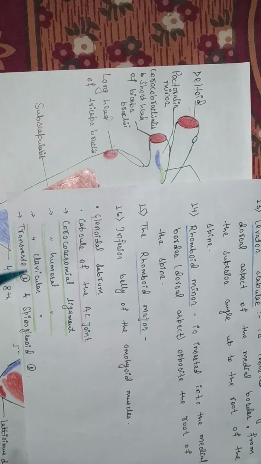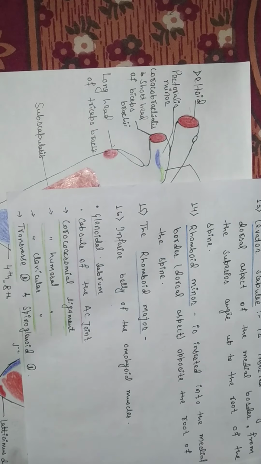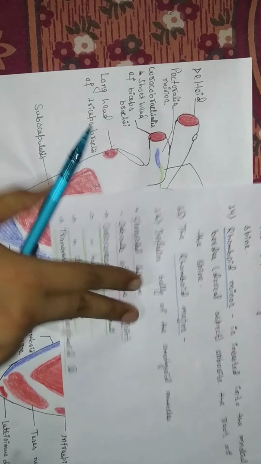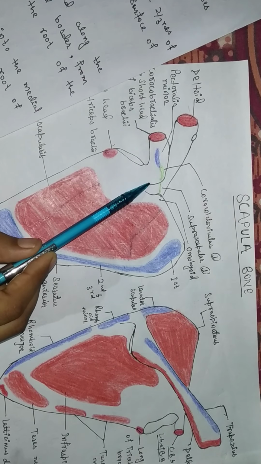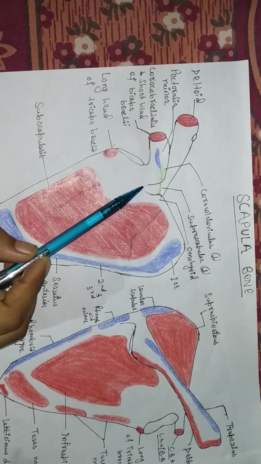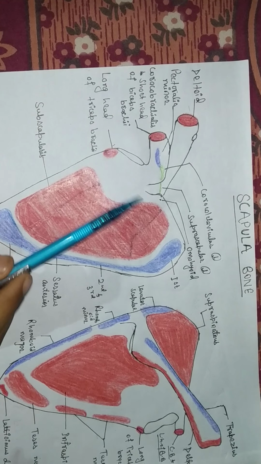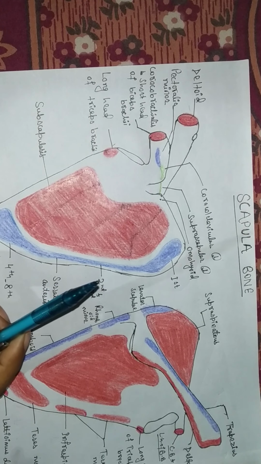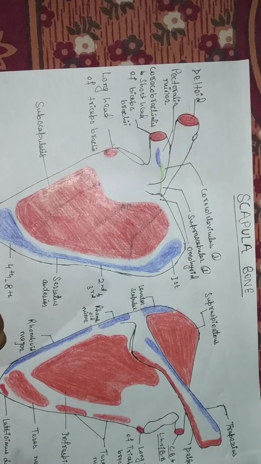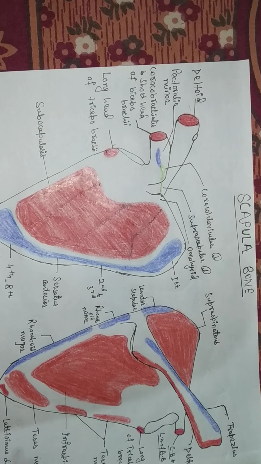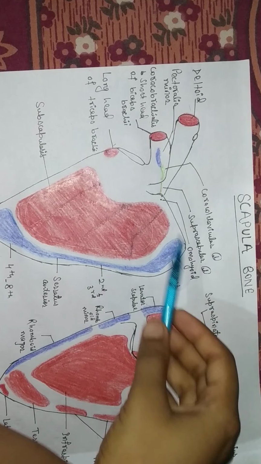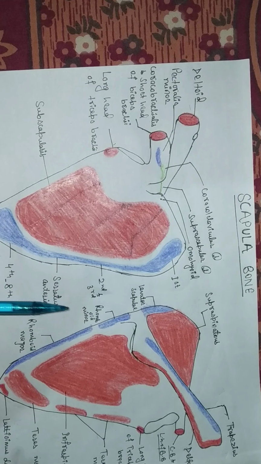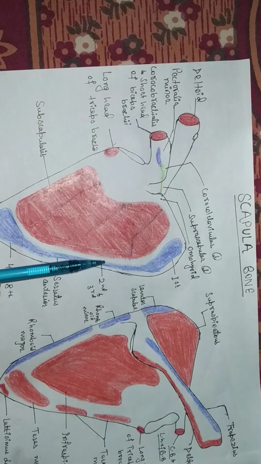The transverse ligament bridges across the suprascapular notch and converts it into a foramen. This is the suprascapular notch. And the spinoglenoid ligament may bridge the spinoglenoid notch. Spinoglenoid notch is not visible in this diagram. So the notch is formed so that vessels and nerves can pass deep to it.